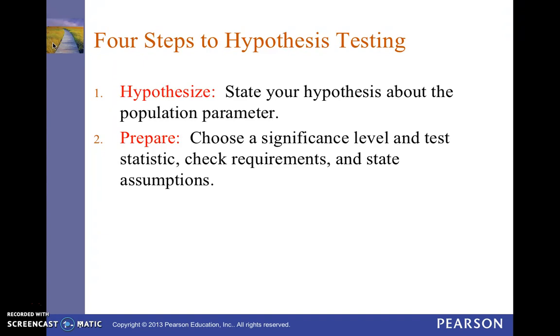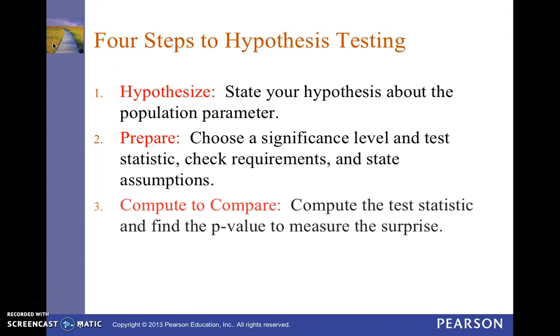And then the magic happens here. You're going to compute to compare. In other words, you're going to compute the test statistic and you're going to find the p-value to measure the surprise. Now, if this were a class where we were doing statistics by hand, working out formulas and the like, then much of this would be where the math comes in. You would be hand calculating things out. There are generally tables that one would use to find the p-value.